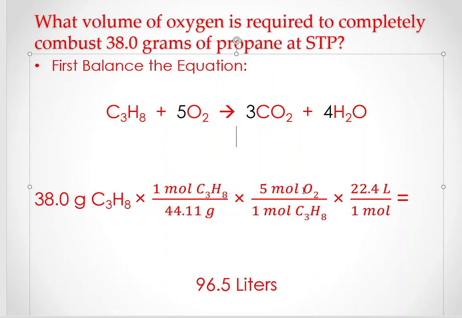That will give me moles of oxygen once I do all that math there, but the question asks for volume at STP. Oxygen's a gas at standard temperature and pressure, so how do I go from moles of a gas to volume? If I'm at STP, I multiply by 22.4. So step 4, convert to desired units, and I have my answer. Okay, 96.5 liters of oxygen.